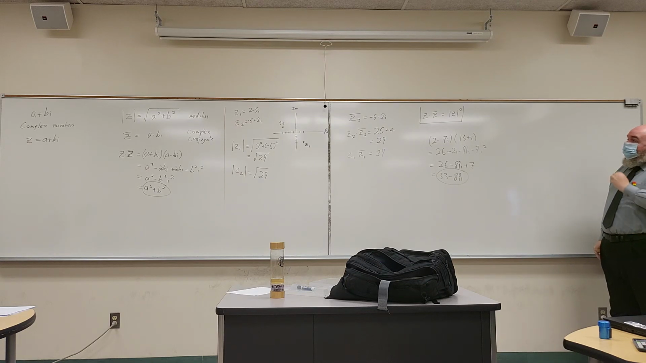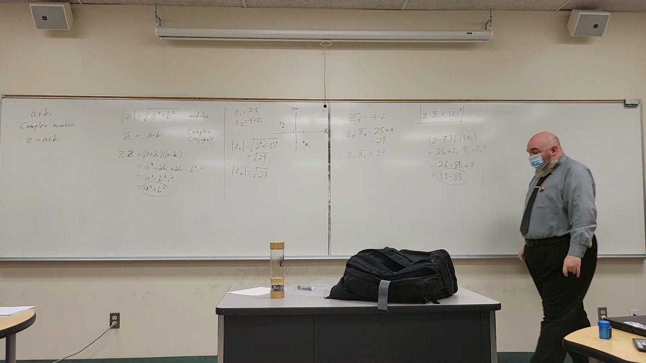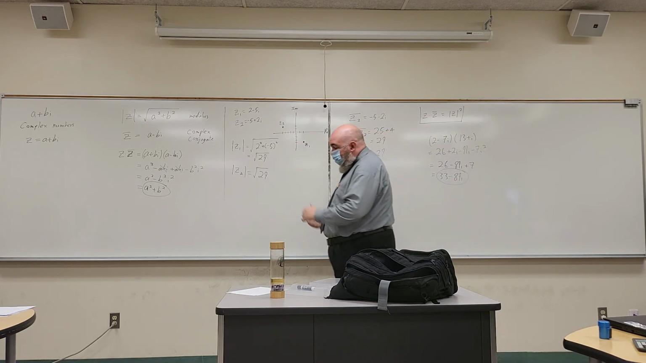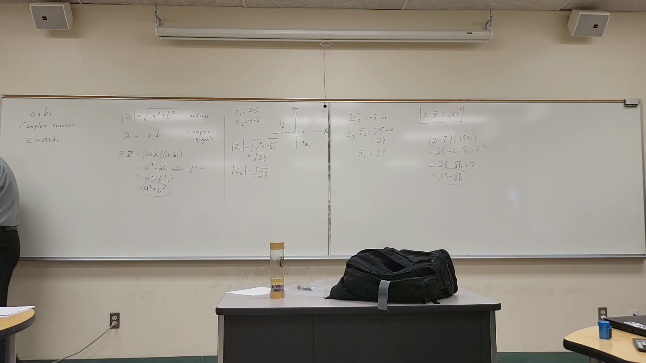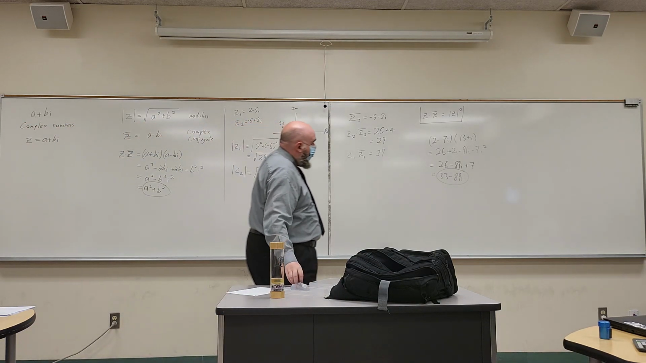So, looking at complex numbers, they are closed under addition, subtraction, multiplication, division. Again, provided you don't divide by 0. Which means that if you add two complex numbers, subtract two complex numbers, multiply two complex numbers, or divide two complex numbers, you will get a complex number. And they can always be expressed as a plus bi. That is the correct form that your results should be in. If it looks like anything else, it's not simplified.